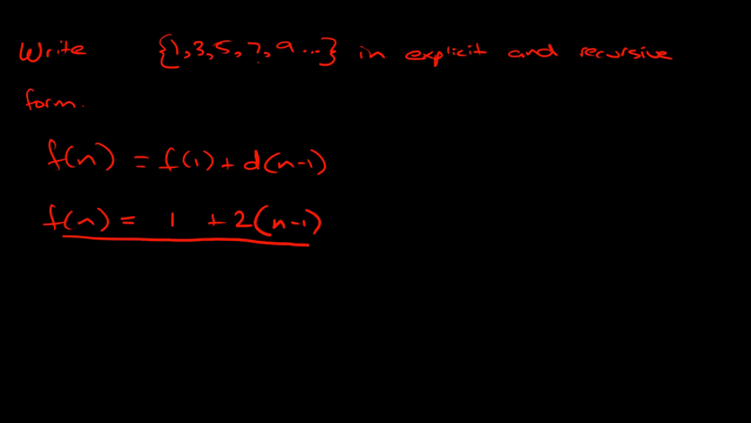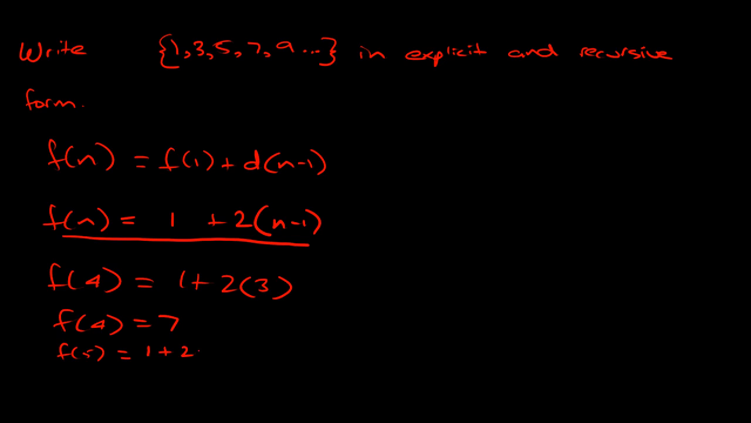Here we have it. Now we can plug stuff in again. Let's say we want to find the 4th term. F of 4 is equal to 1 plus 2 times 4 minus 1, so 3, which is just 7. Now, say we want to do f of 5, squeeze it in here, is equal to 1 plus 2 times 5 minus 1, 4. So that means f of 5 is equal to 9, and that matches as well.